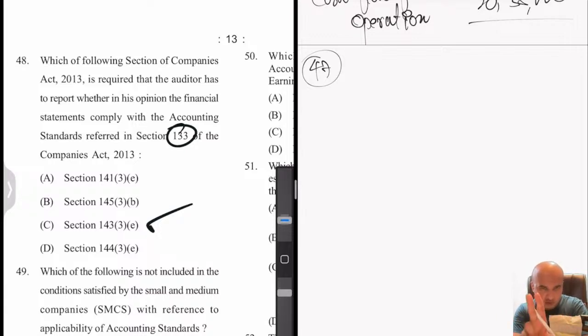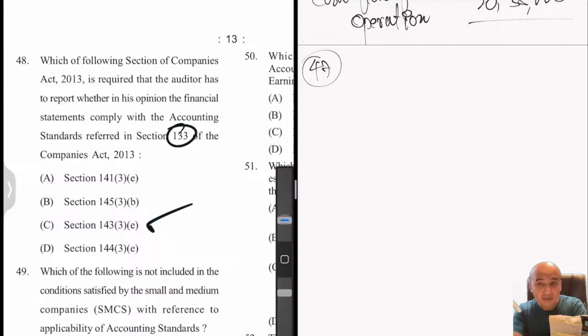That means, first of all, you'll have to tell whether it complies with the accounting standards as referred to in section 133. Then, if there are any deviations or material departures, then comment on that too. That is what 143(3)(e) says. So now what is the auditor responsible for? He is responsible for ensuring that the financial statements are prepared in accordance with the accounting standards. The accounting standards are issued by, as we just saw, the ASB of the Institute of Chartered Accountants of India. So ASB does all those things, and the auditor's report should state whether, in his opinion, it is complying with the standards or not.